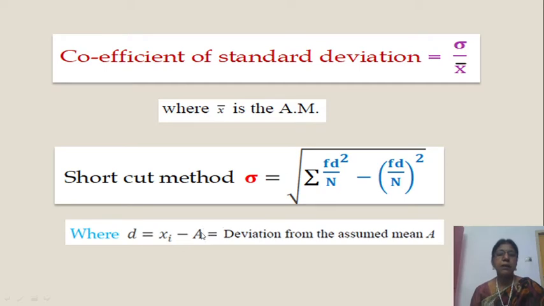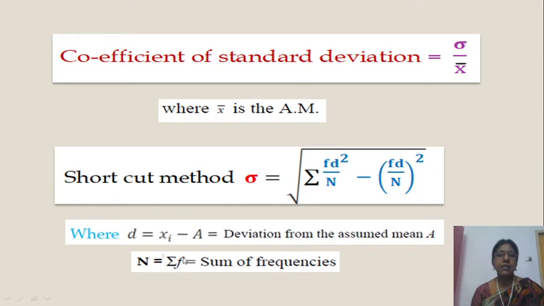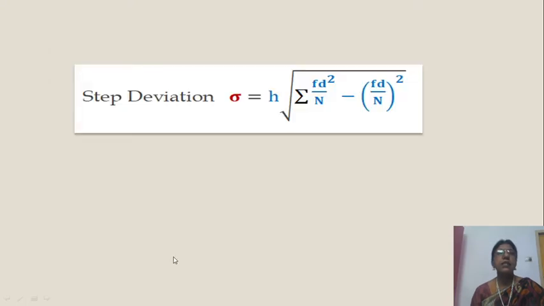Okay, here n is the sum of frequencies, sigma fi. Always n is sigma fi. The third method, step deviation. Sigma is equal to h root of sigma fd square by n minus fd by n whole square. This is the third formula.